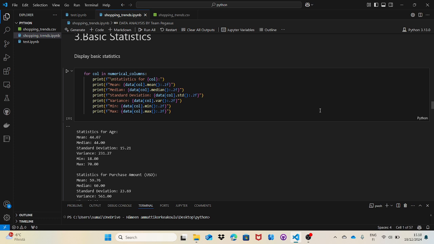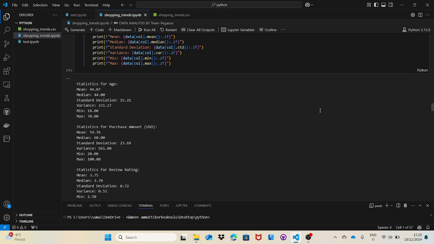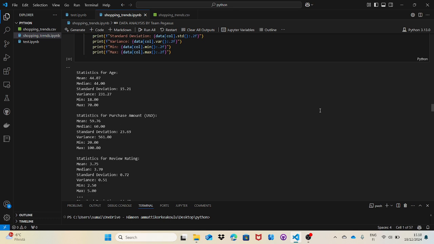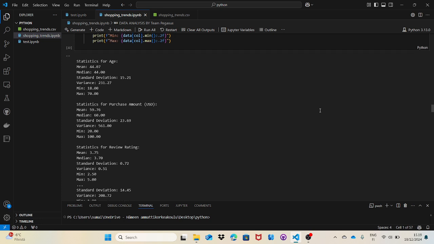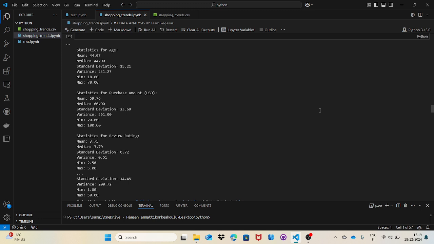I also calculated the standard deviation and variance to measure how spread out the data was. A high standard deviation in purchase amount indicates significant variation among customers, while the difference between the minimum and maximum value helped us understand the extent of differences, for instance, in age or income.